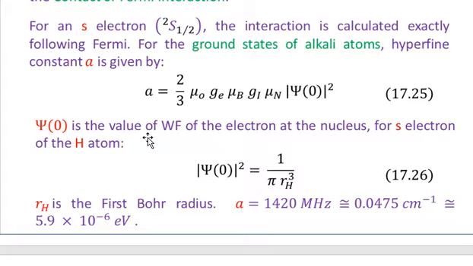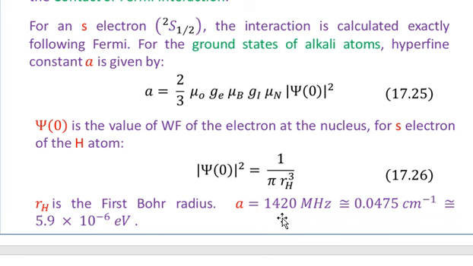Psi of 0 is the value of the wave function of the electron at the nucleus. For the s electron of the hydrogen atom, the value of the absolute square of psi 0 is equal to 1 over pi into RH cube, where RH is the first Bohr radius.